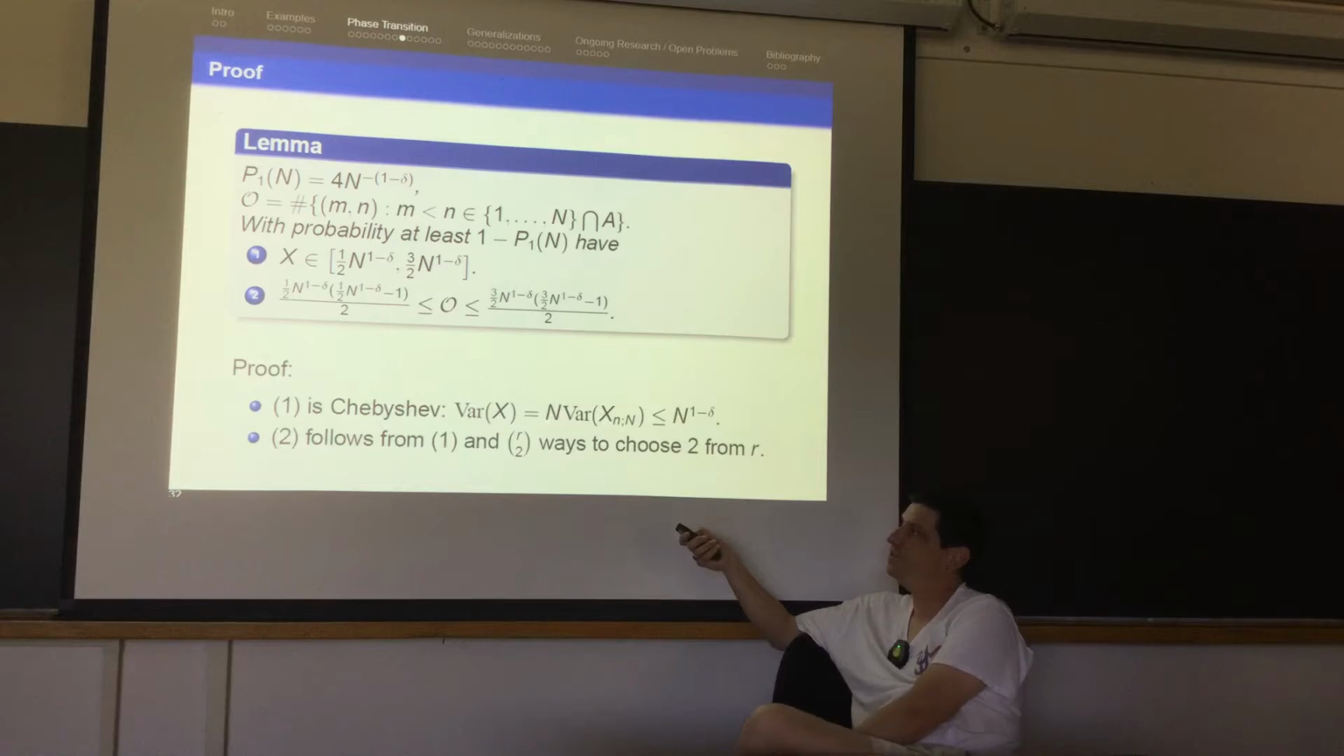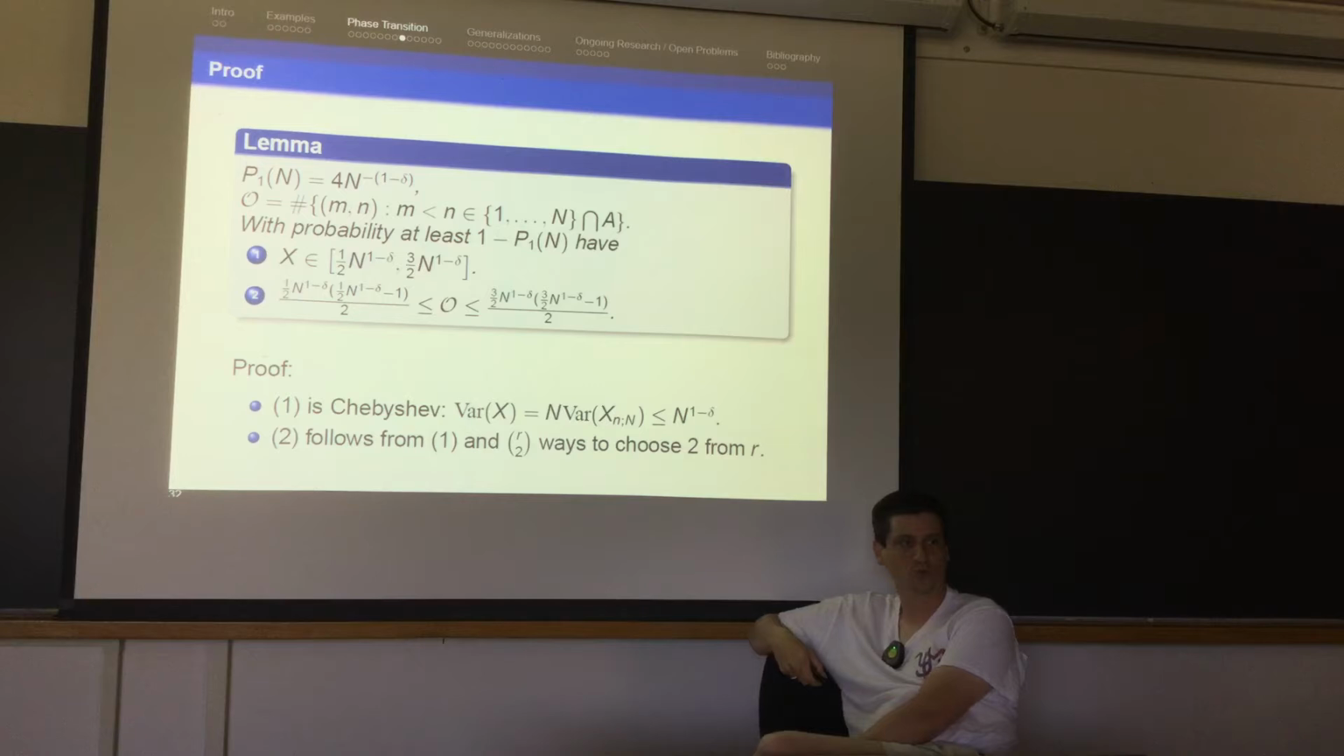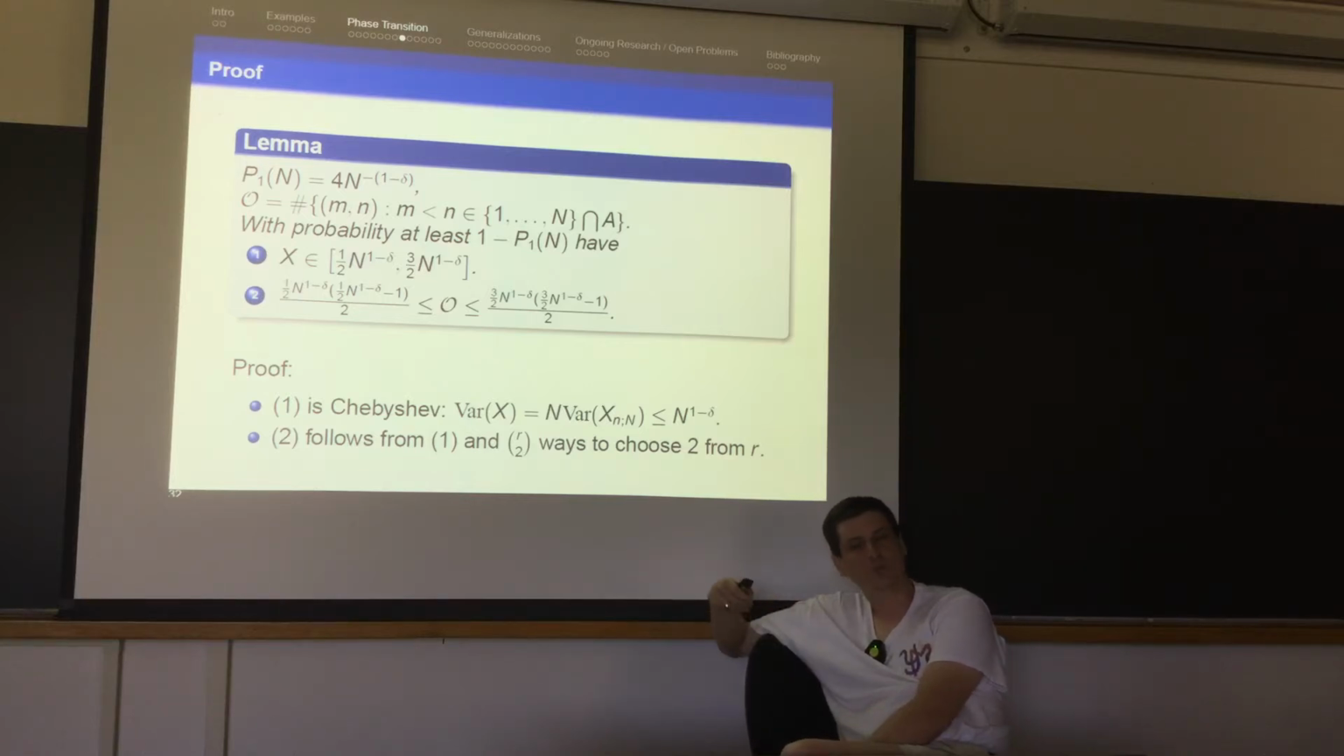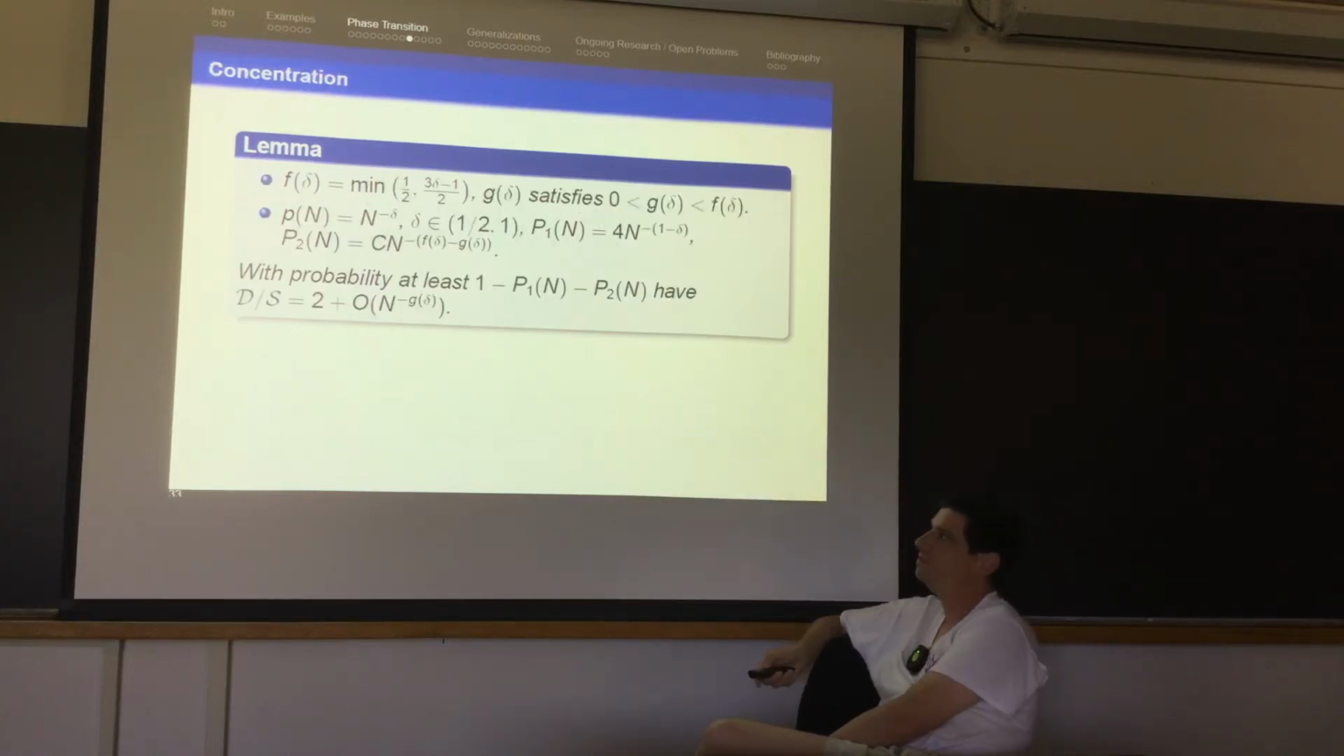And the proof is just, the variance is going to be of size n to the 1 minus delta. So the standard deviation is n to the 1 minus delta over 2. So this is many, many, many standard deviations away. So by Chebyshev's theorem, the probability that you're at least k standard deviations away is at most 1 over k squared. Since the number of standard deviations is growing with n, the probability is essentially 0.